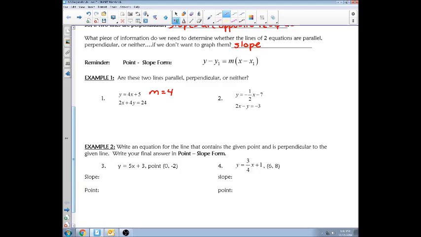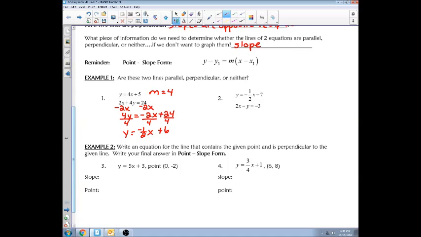Let's figure out what the slope is of the second line. In order to do that, I would subtract 2x from both sides, which would get me 4y is equal to negative 2x plus 24. Then I could divide by 4. So y would equal negative 2 over 4x plus 6. Well, negative 2 over 4, I can simplify. If I simplify negative 2 over 4, it would turn into negative 1/2 x.